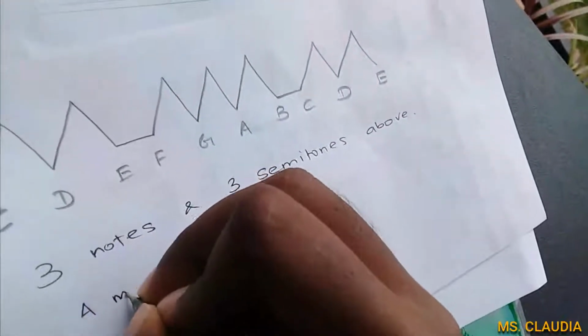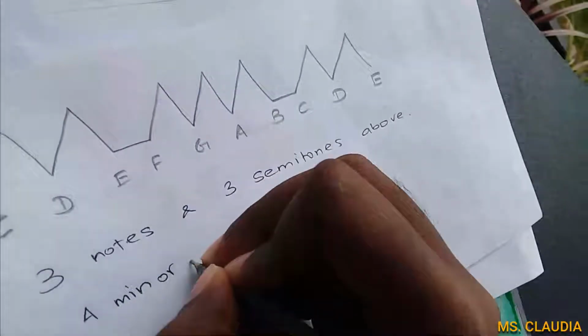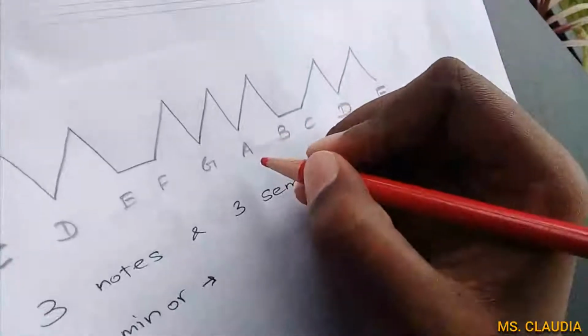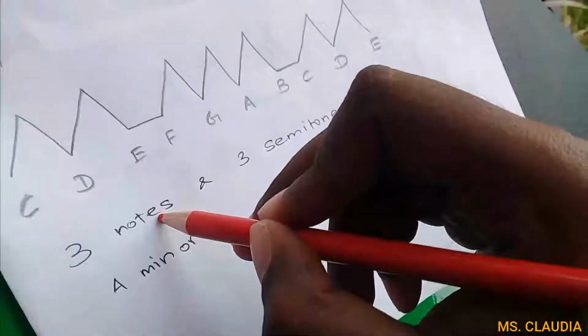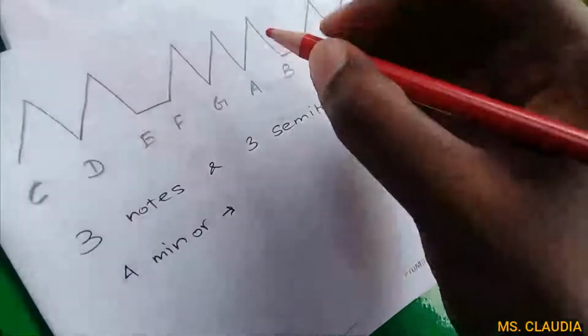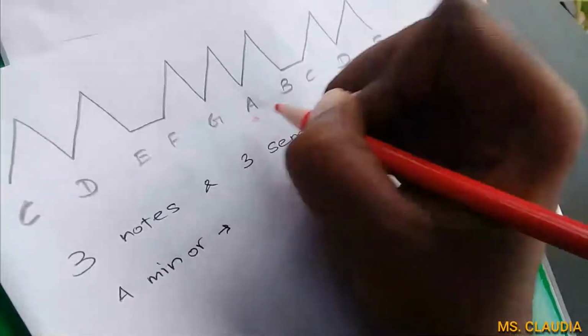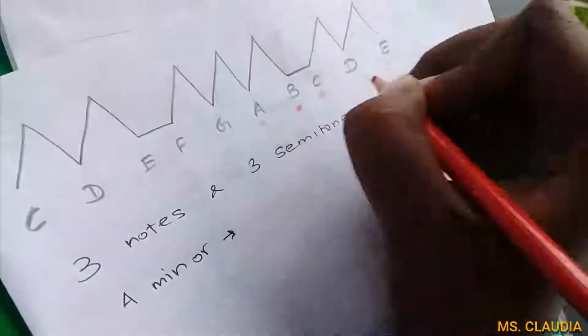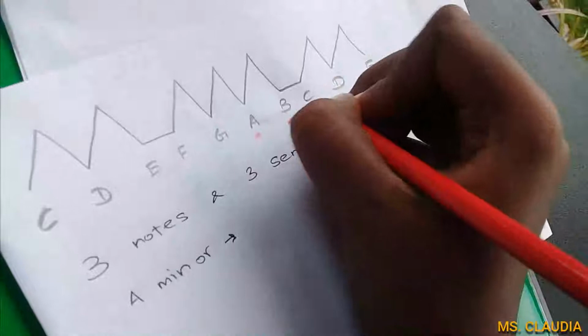So for example, let's take A minor. So I'm going to show you how to find the relative major of A minor. So as we learned, 3 notes and 3 semitones above. So this is how you go 3 notes. 1, 2, 3.